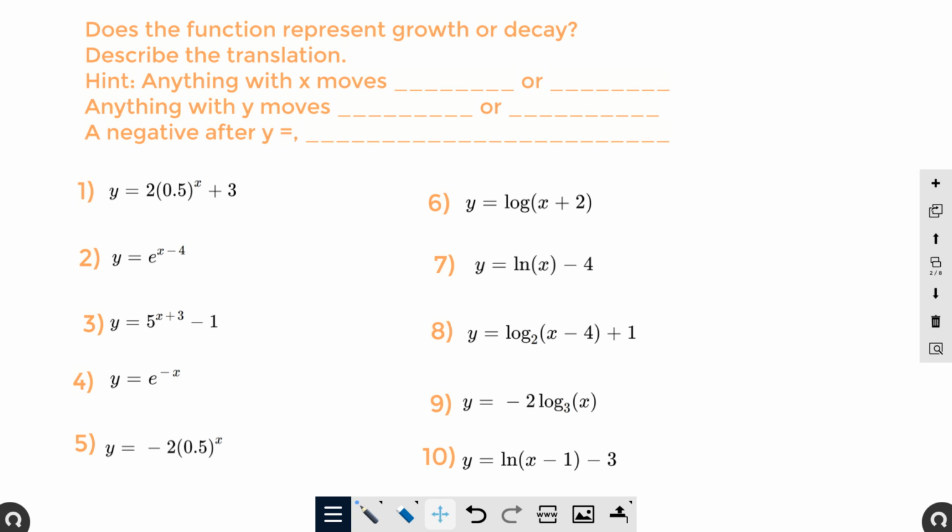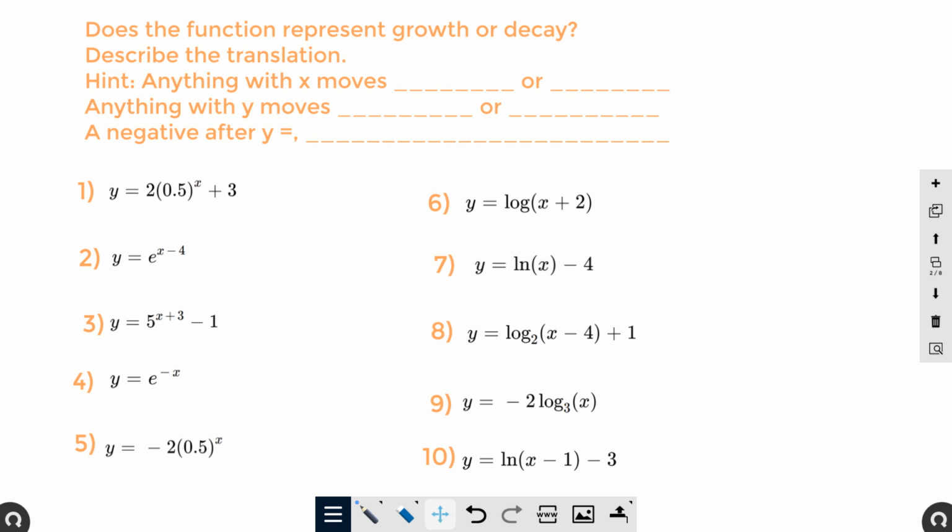All right, today's topic is all about graphs of exponential and log equations. But before we talk about the graphs of them, we want to talk about how the transformation works or how they translate. So with the first 5 problems that we do, we're going to see if they represent growth or decay and describe the translation. And then the next 5 problems, we just describe that translation.